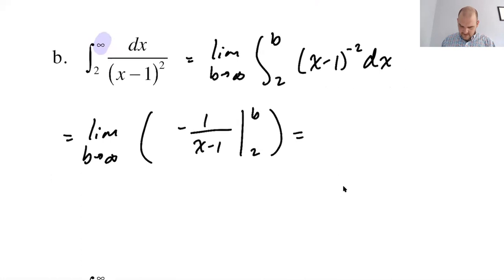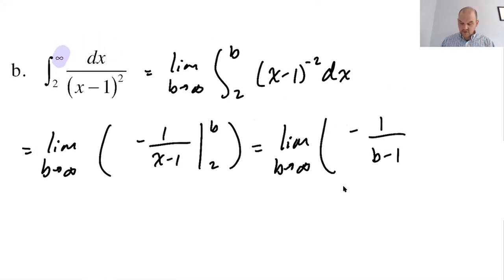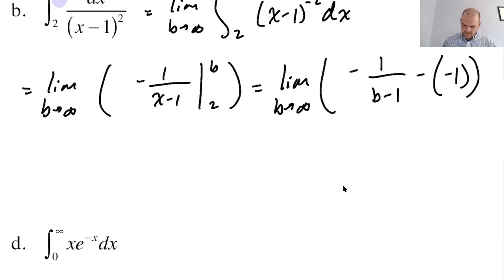Do this. Limit as b approaches infinity of negative 1 over b minus 1. B is going to infinity. If b was going to 1, we'd have a problem. We don't have a problem there. And then minus, when you plug in 2, you get negative 1 over positive 1. So negative 1. So far, so good.